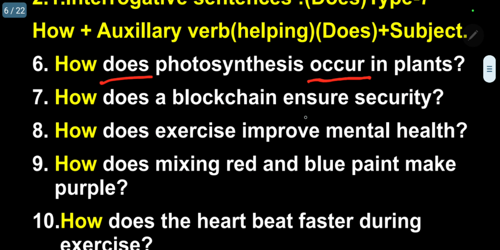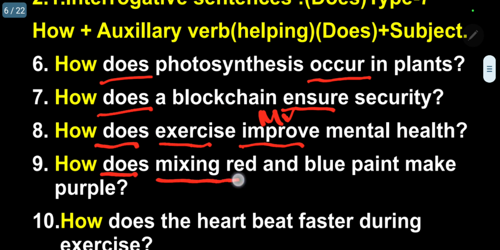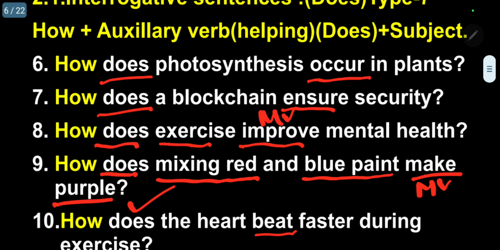How does a blockchain ensure security? Ensure main verb, does auxiliary. How does exercise improve mental health? Improve main verb, does auxiliary. How does mixing red and blue paint make purple? Make main verb, does auxiliary. How does the heart beat faster during exercise? Beat main verb, does auxiliary.